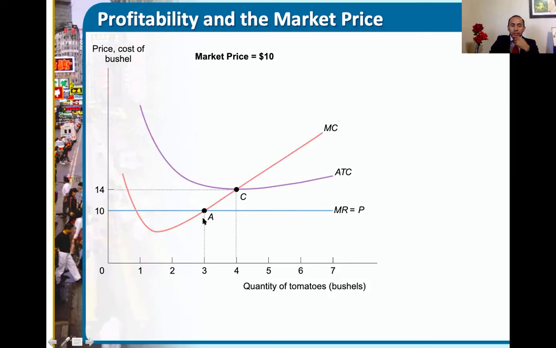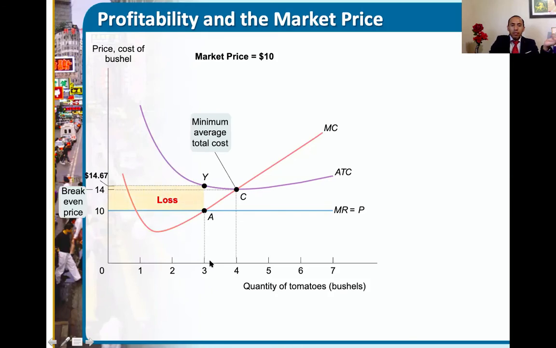How many units you produce? 3. And what are these 3 units going to be sold at, the market revenue price? $10. That's the best we can do, $10. We would like to charge more, but that's the current price. And how much are these 3 units going to cost you? Well, if you look at the average total cost curve, the average cost is higher. So if your cost is greater than your market price, you may have a loss.